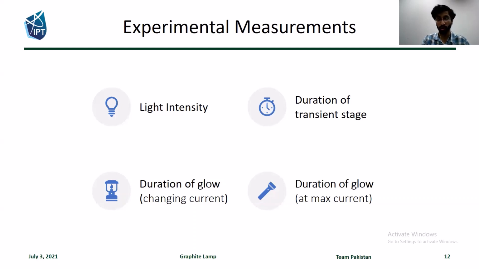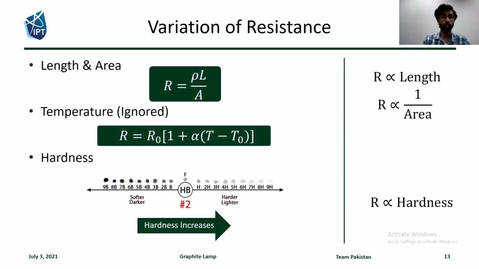I will move towards the results, and then you can better see what I mean by these two different durations of glow. Now, variation of resistance: resistance is directly proportional to length, and inversely proportional to area. We will be ignoring the temperature dependence, as it was difficult to include this particular part in our experiments. And then resistance is directly proportional to hardness. So this is the variation of resistance.